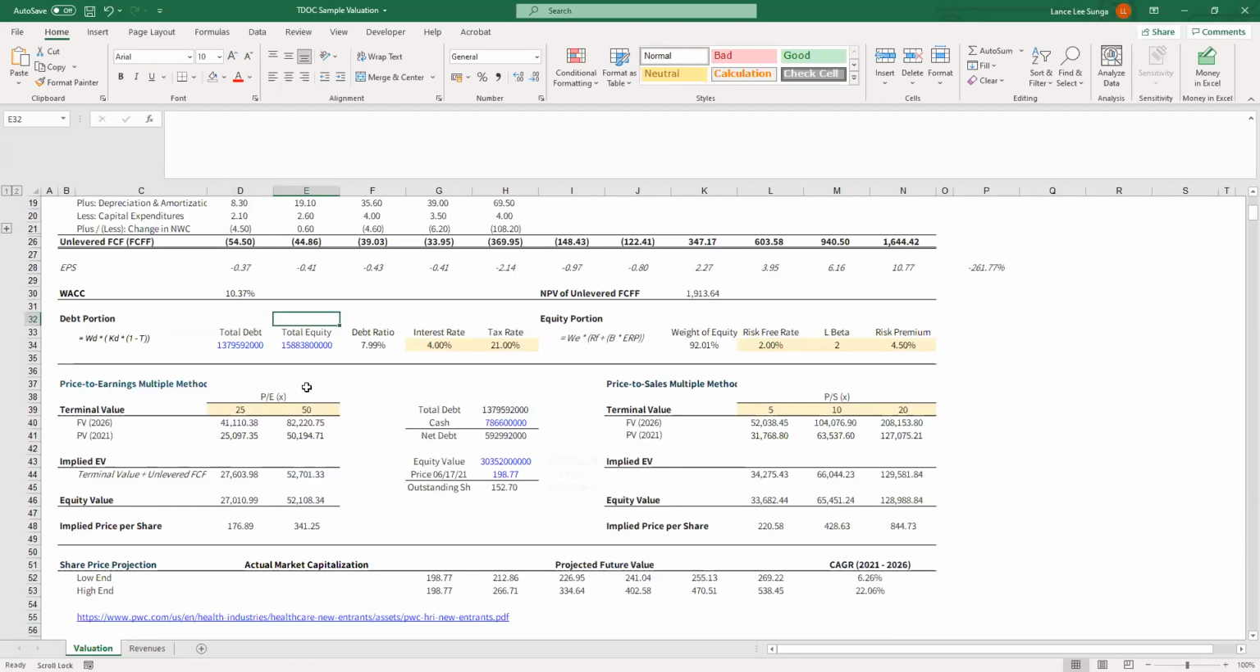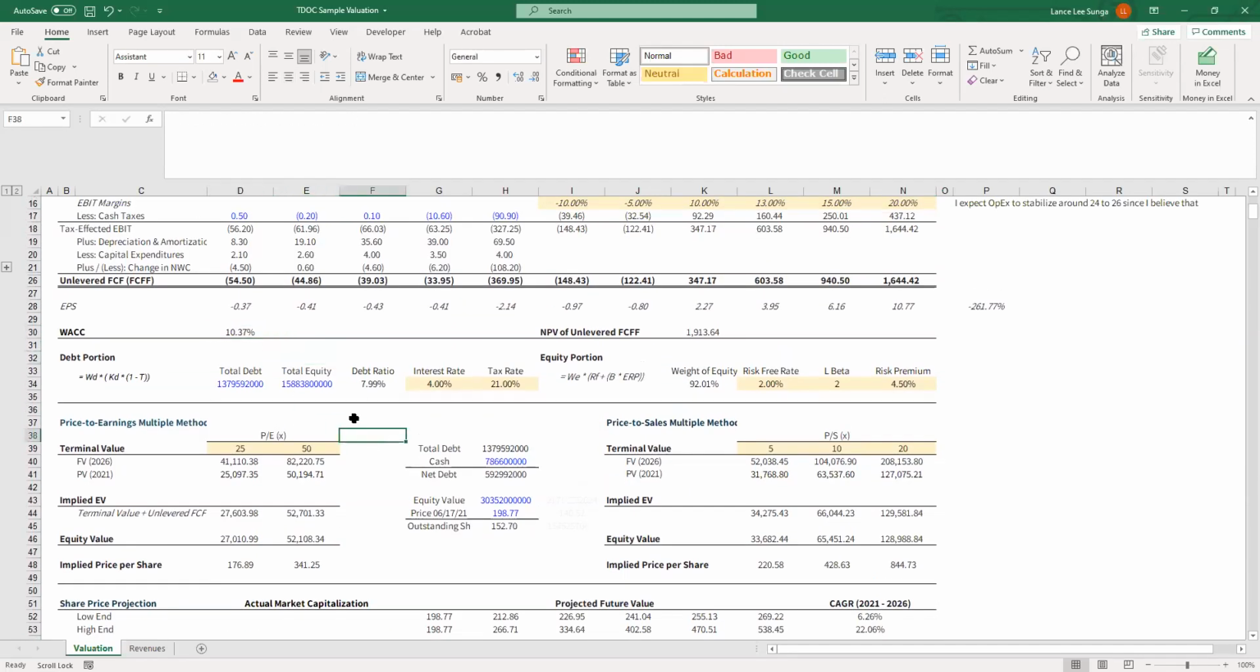And then with that, you just have to discount the forecasted cash flows to the present value, and then you just apply the usual DCF stuff to arrive at the price per share.